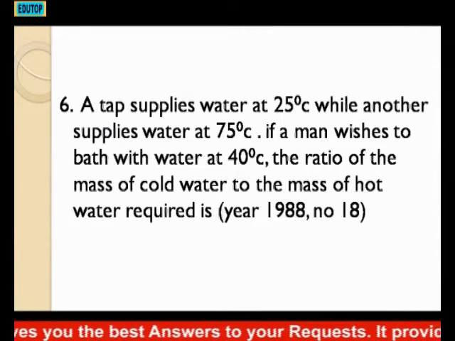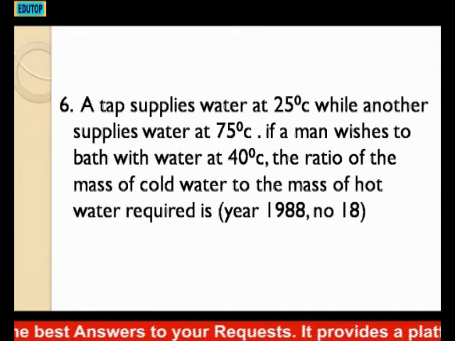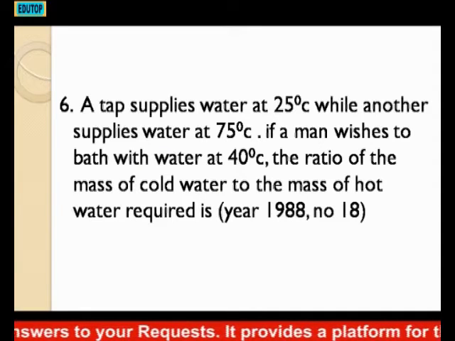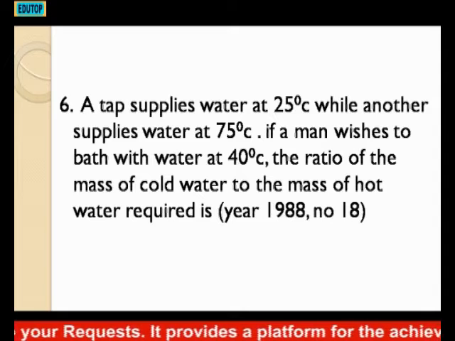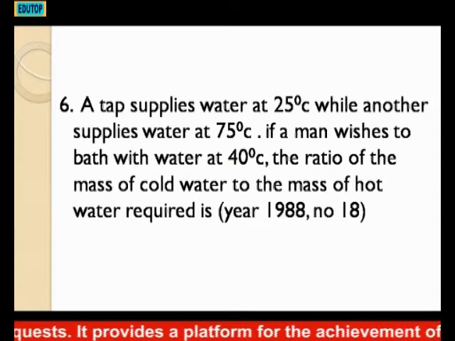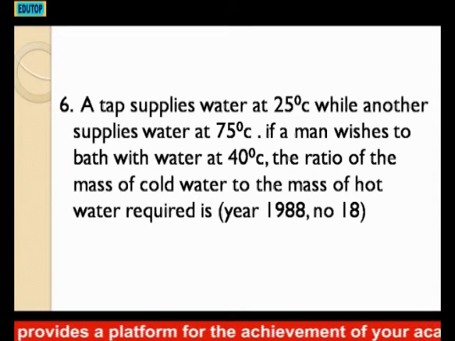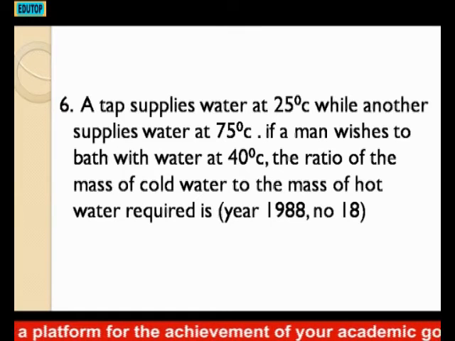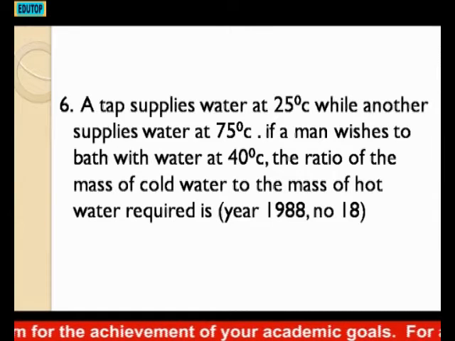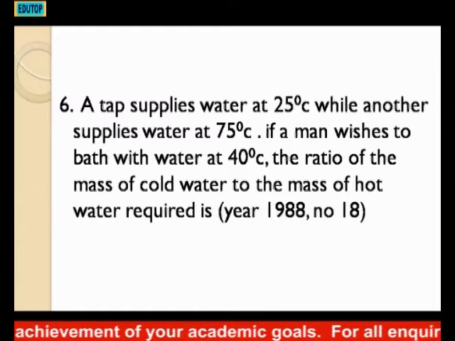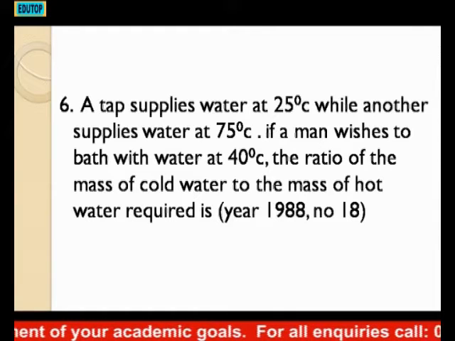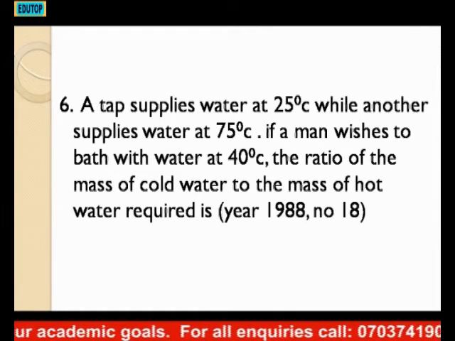Question number 6 says a tap supplies water at 25 degrees Celsius, while another supplies water at 75 degrees Celsius. If a man wishes to bath with water at 40 degrees Celsius, the ratio of the mass of cold water to the mass of hot water required is, we have different temperatures here.